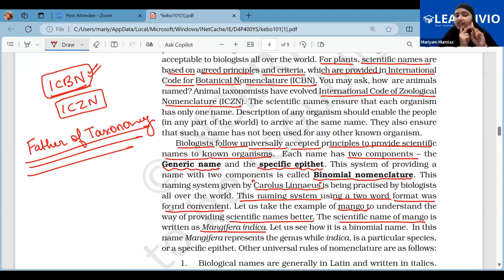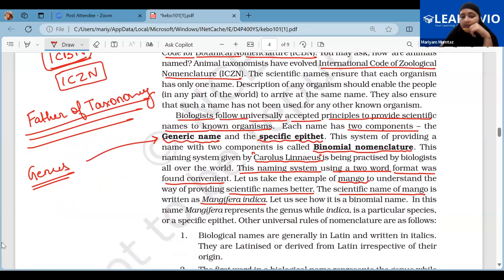The first name, Mangifera, is the name of the genus. You can say genus or you can say the generic name. The first name is the generic name. The second part, indica, is the specific epithet, it is a species. So in this name, Mangifera represents the genus, while indica is a particular species or specific epithet. Again, since two components of the name are there, it is a binomial nomenclature.